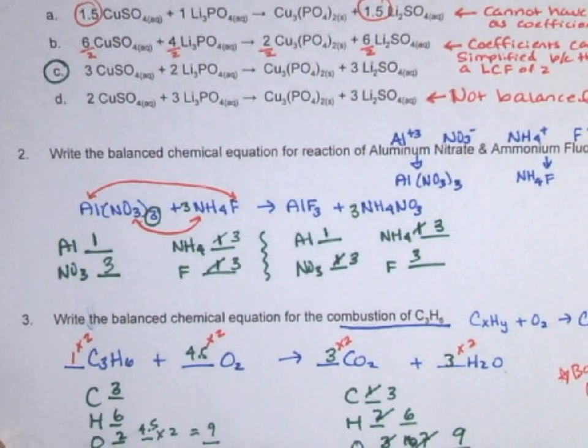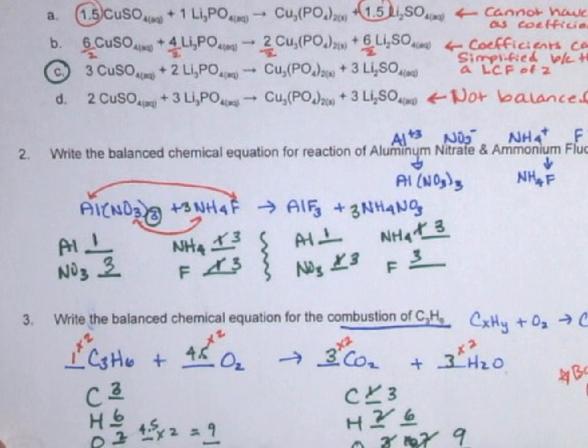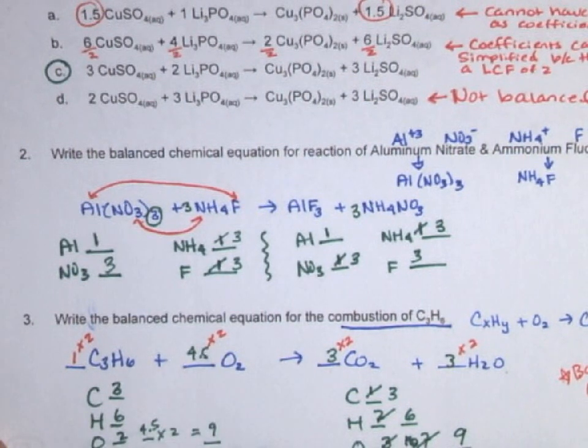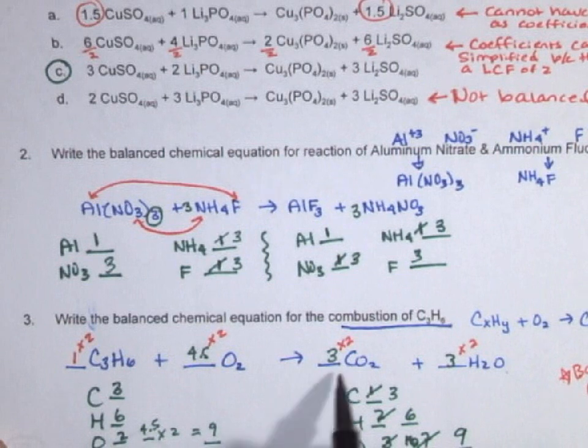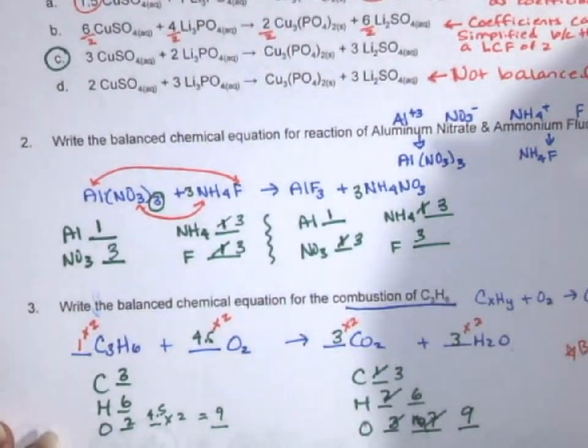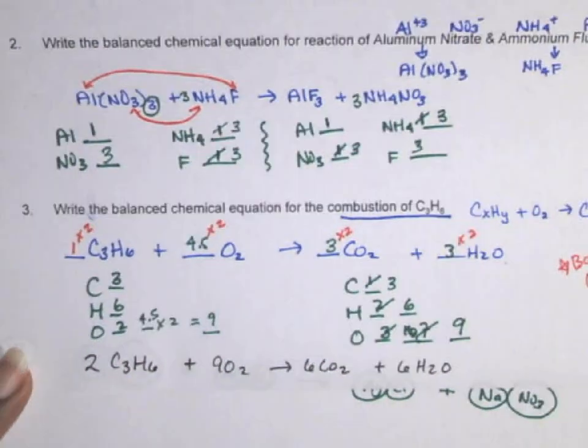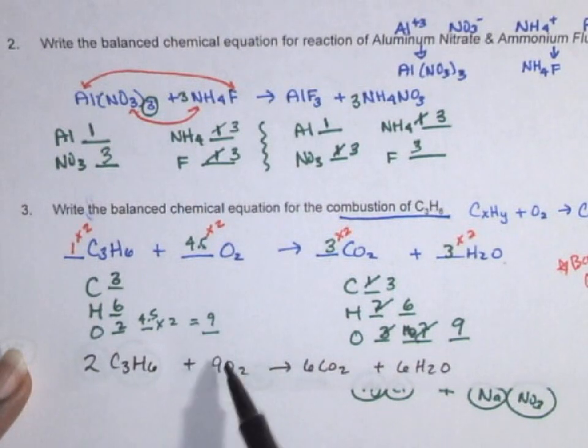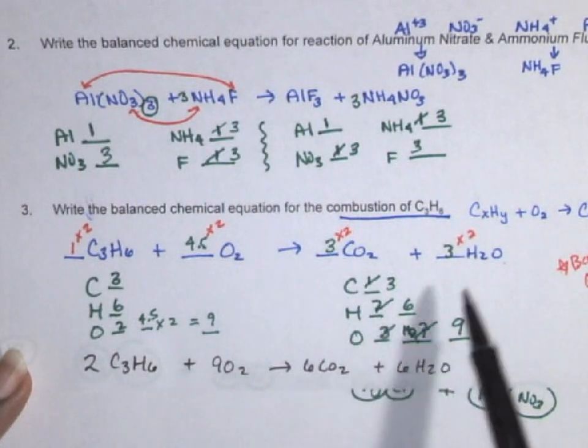I'm going to write this one in black. So 2 C3H6 plus 9 O2 goes to form 6 CO2 plus 6 H2O. Okay. Oops, sorry about that. Move that up. So 2 C3H6, 9 O2, 6 CO2, and 6 H2O.